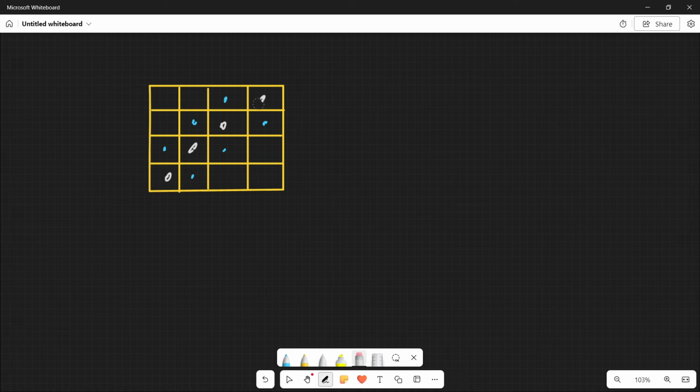In this question you will be given a grid like this and an integer k, which represents the number of chips which you have to keep on this grid. There's a definition of diagonal in this question. The definition says that the cells whose i plus j is equal come in the same diagonal.